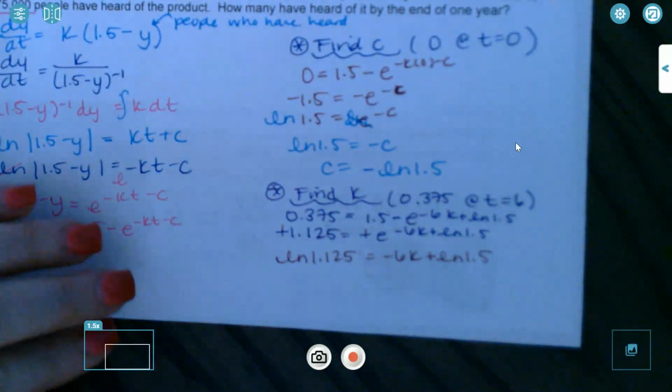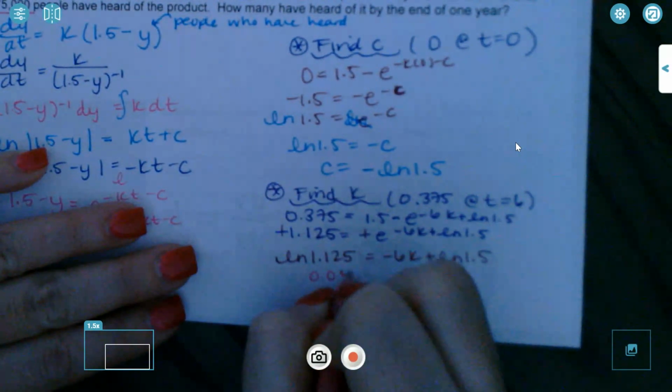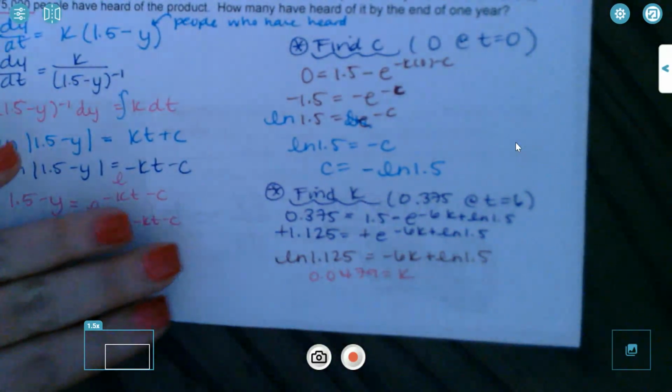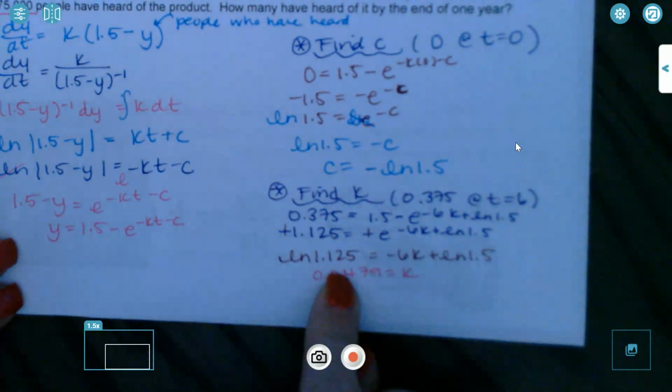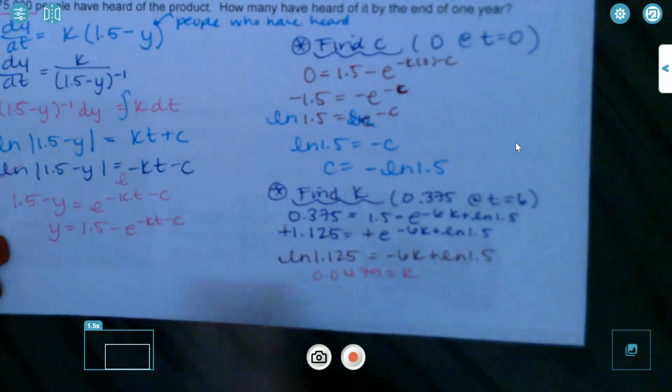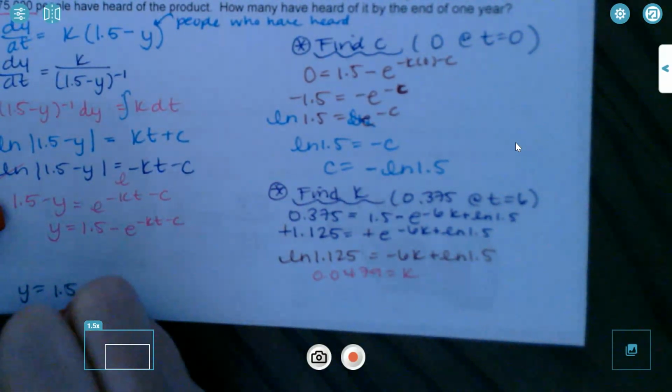All right, so again, my value here is the rounded value. I got 0.0479 for my k, and then I'm going to plug that in. Again, just to reiterate, that's my rounded value here, but whenever I'm doing this in my calculation, I'm pretty sure I left the whole value in to be more exact.